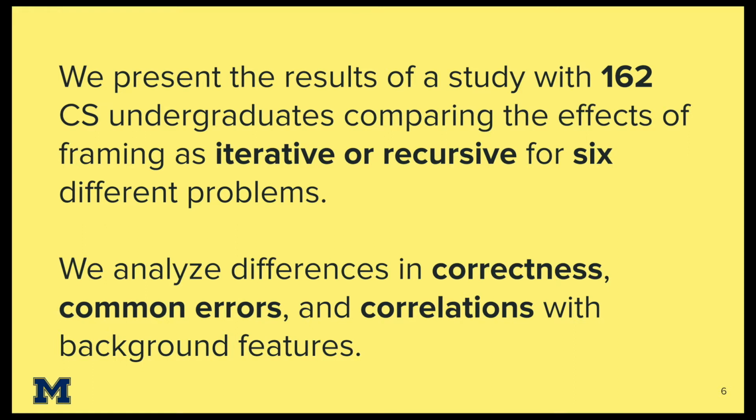Our study expands on previous work in a few different ways. First, our study is larger in scope. We consider 6 different programming tasks rather than the 1 or 2 analyzed in previous work. Second, we include an analysis of common student errors to give insight into why students may struggle. Finally, we investigate correlations between student performance and background features such as experience, gender, and socioeconomic status. To the best of our knowledge, this is the first work investigating correlations between these background features and performance on iteration and recursion.